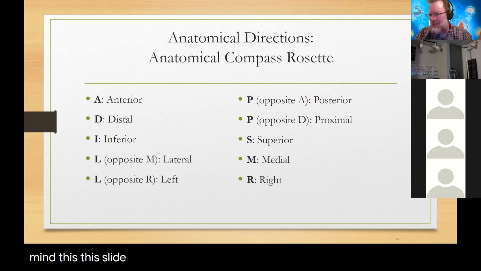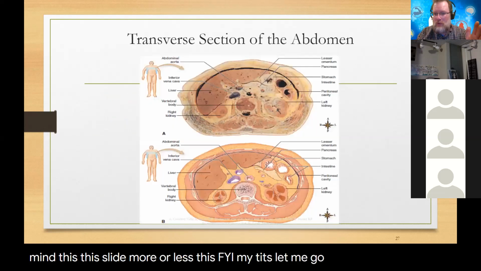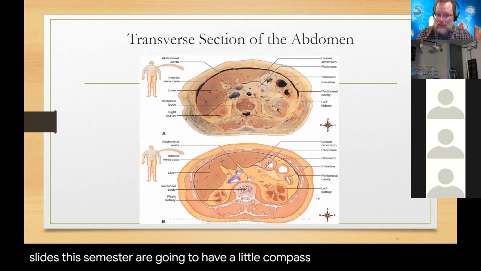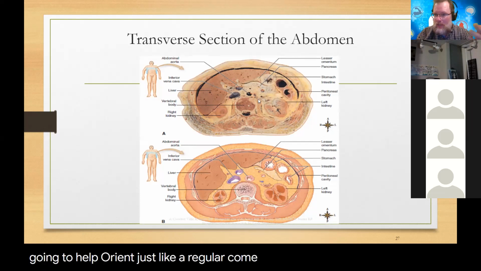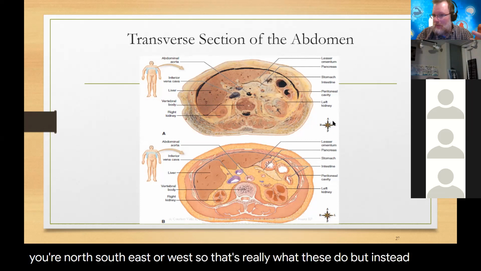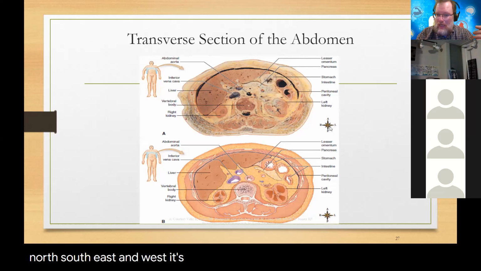This slide, more or less, is an FYI. You're going to see in some of the images and illustrations that I have throughout my slides this semester a little compass, and this little compass is going to help orient you, just like a regular compass, right? It helps to orient you if you're north, south, east, or west. So that's really what these do, but instead of north, south, east, and west, it's going to use A's and P's. So like anterior versus posterior, right versus left.